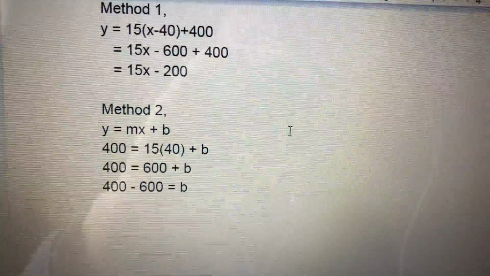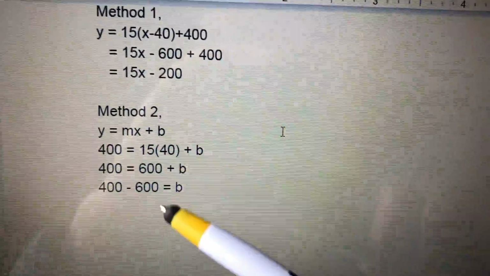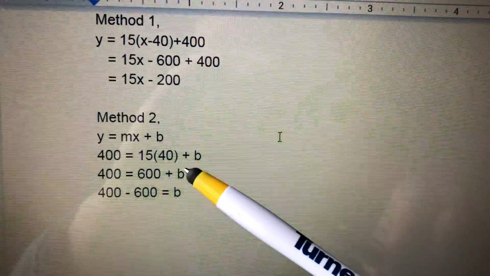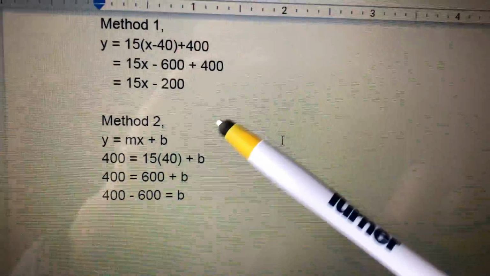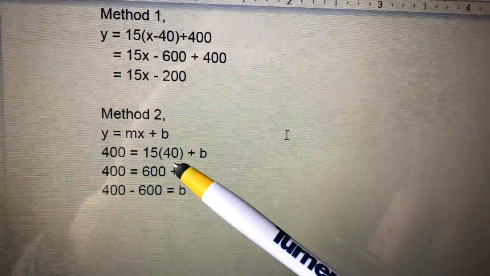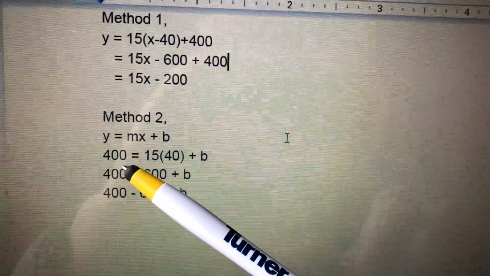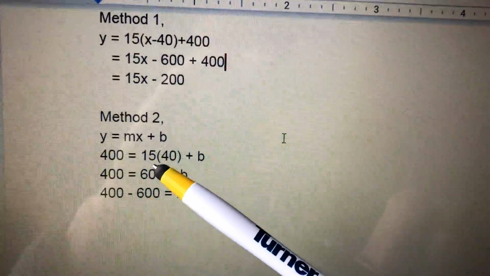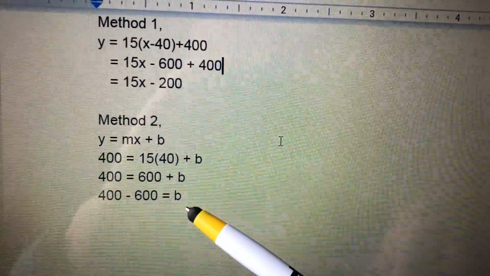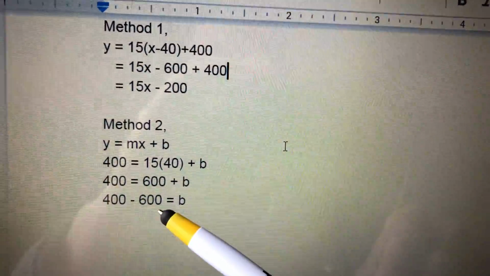Now method 2, you can find b by plugging in the initial condition, which is x equal to 40 hours, the pay is 400, the slope is 15, and you solve for b. The b will give you minus 200.